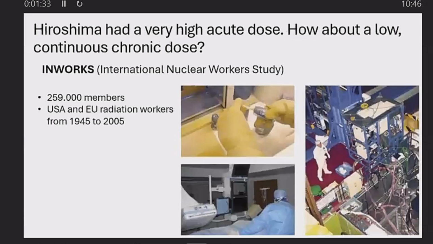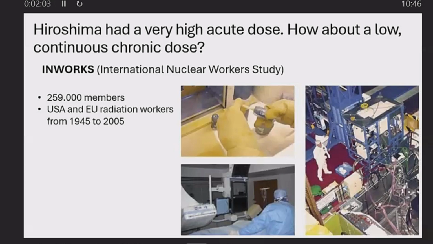Okay, so Hiroshima has a very high acute dose, right? How about a low continuous chronic dose? And the data we have for that comes from INWORKS, okay? International Nuclear Workers Study. This cohort has about 250,000 members from the United States and Europe. These are radiation workers, hospital workers, they work in nuclear reactors, accelerators, stuff like that.